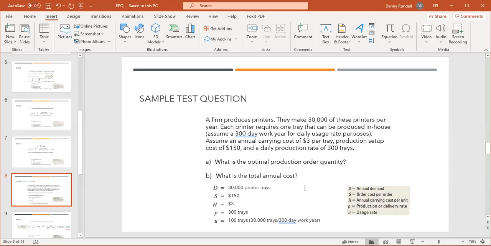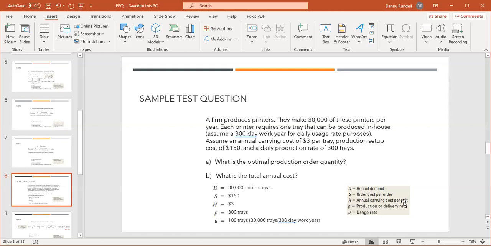So I pulled some of the numbers out of this question and matched it up with the variables that you use in that model, okay? So our demand is 30,000 printer trays per year. Our order cost per order, which in here it's called production setup cost, is 150. Just think of it as the cost it's going to require to do that production run. That's how you should think of order cost per order with these.